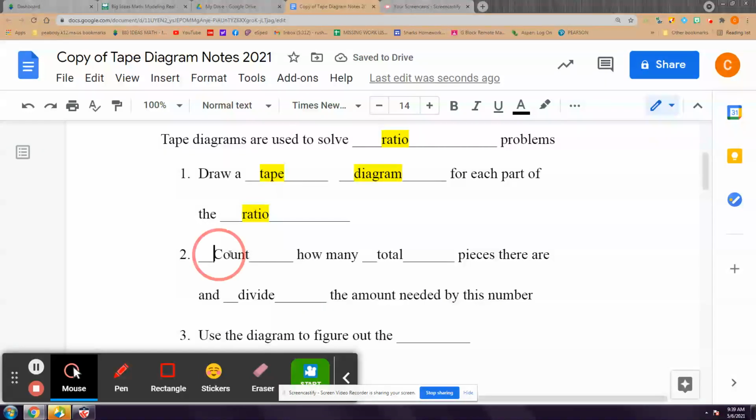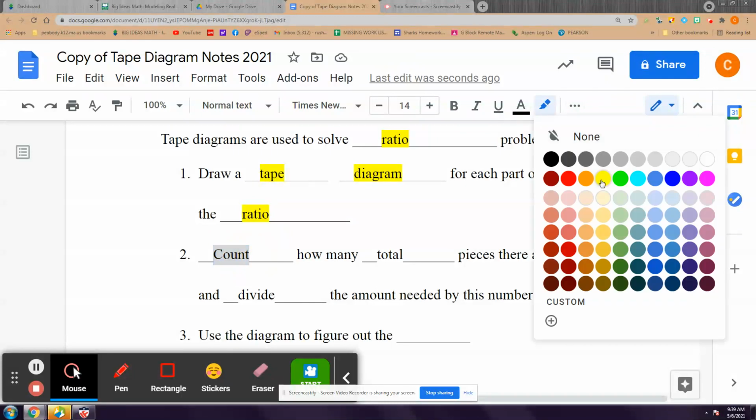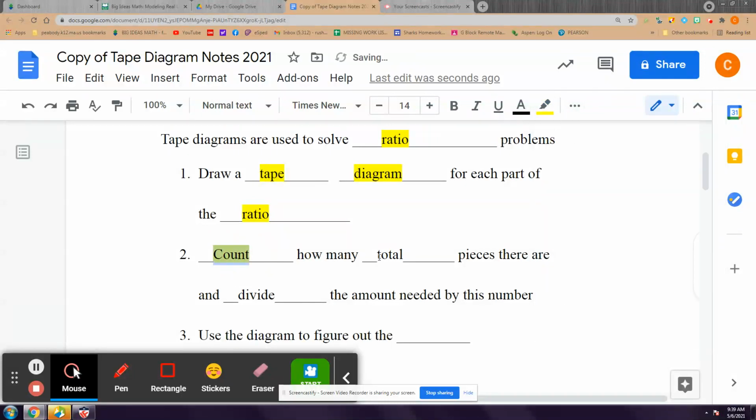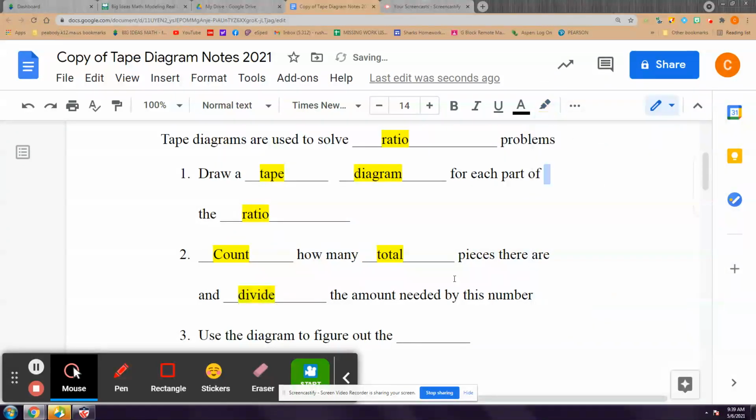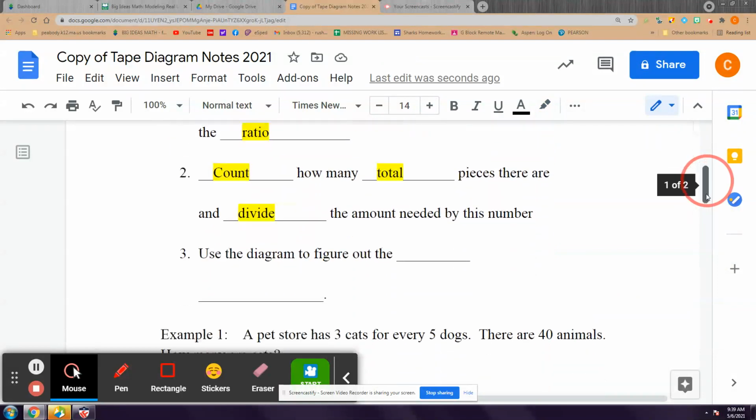Okay, so step two, we're going to write down count how many total pieces there are and divide the amount needed by this number. Okay, great. I'll go back over the steps again. We have one more to do.